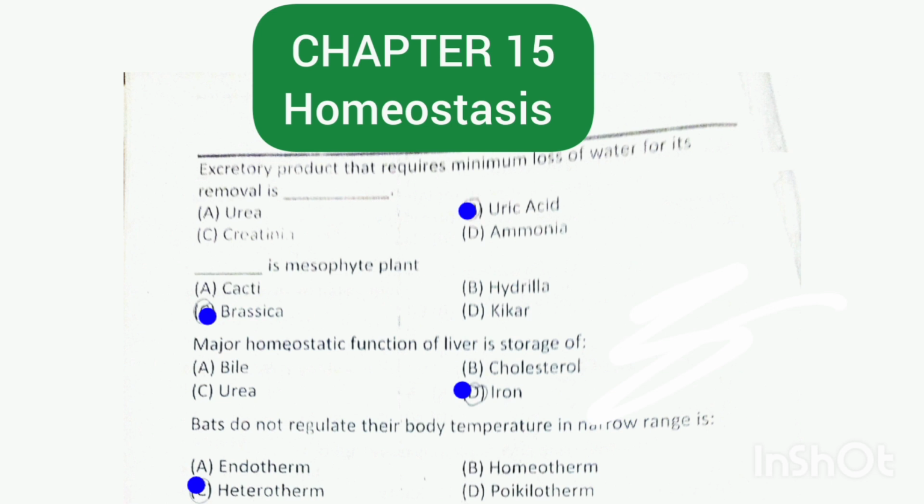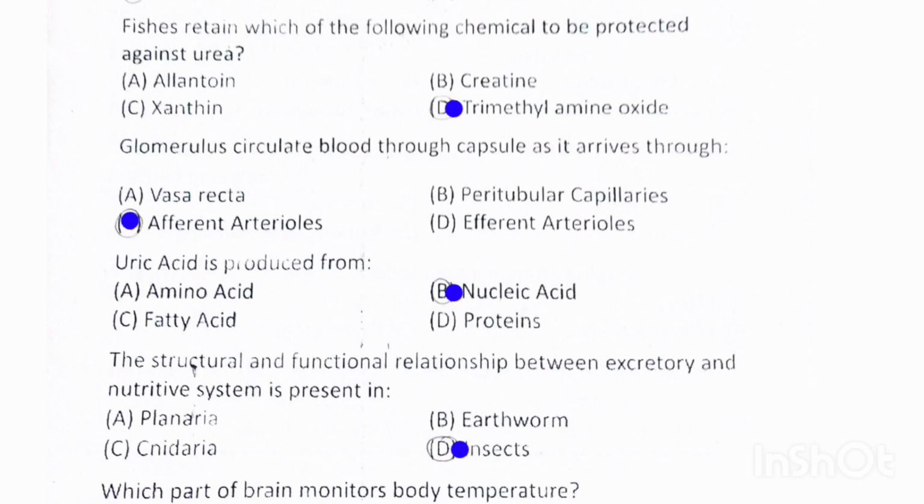Bats do not regulate their body temperature in a narrow range; they are heterotherms. Fishes retain which of the following chemicals to be protected against urea? Trimethylamine oxide. Glomerulus circulates blood through the capsule as it arrives through the afferent arterioles. Uric acid is produced from the nucleic acid.